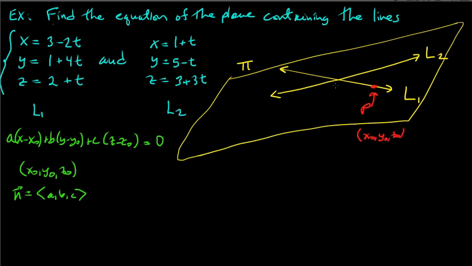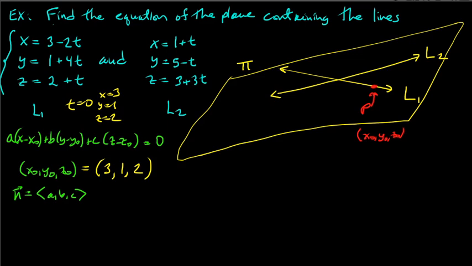So what point should it be? Well, if this is line L1, pick any t you want. How about t equals 0? That's an easy one. If t is 0, then you get x equals 3, y equals 1, and z equals 2. So we'll use those as my x0, y0, z0: 3, 1, 2. Got it?